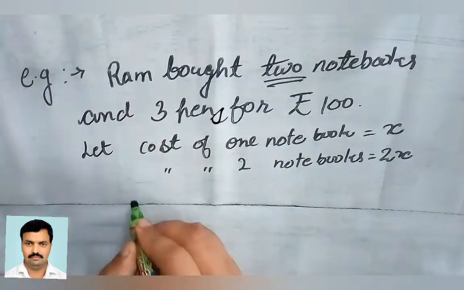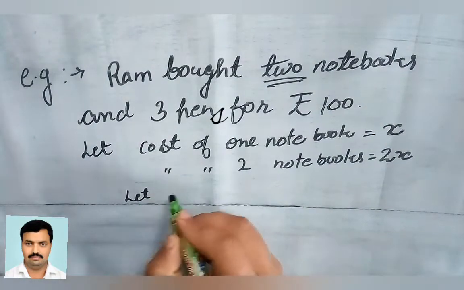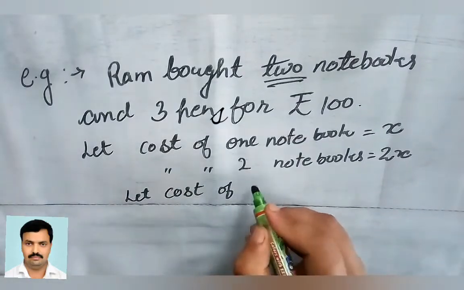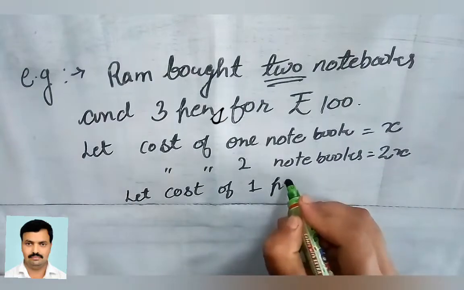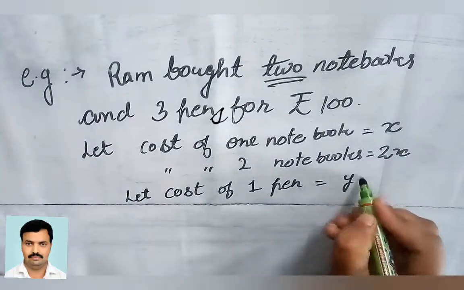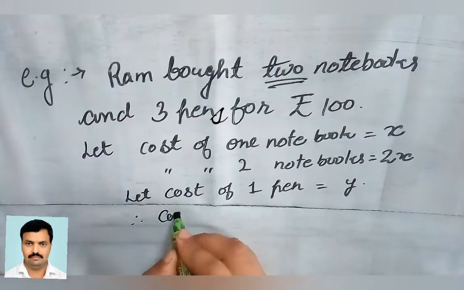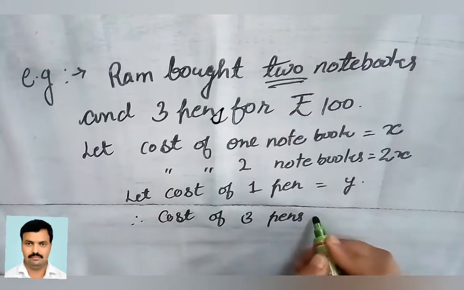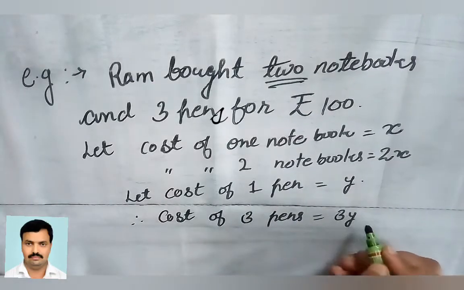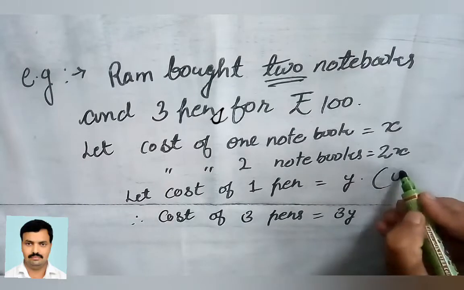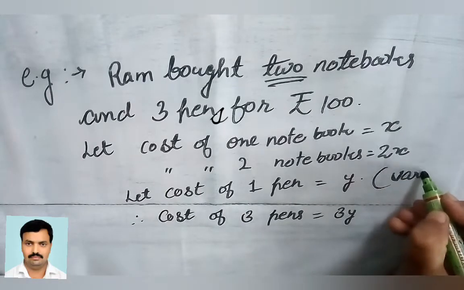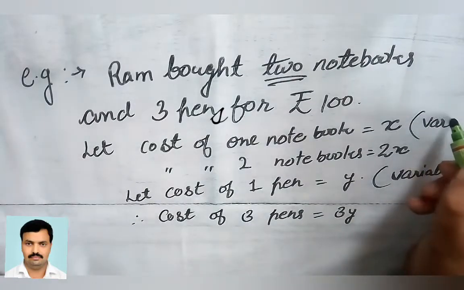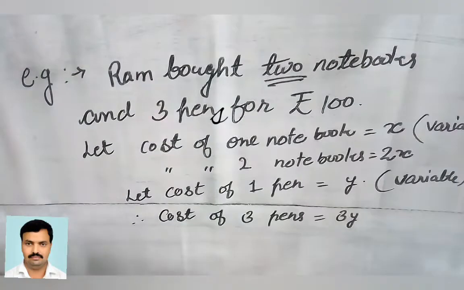Now pen is another entity, so what we can do, let the cost of one pen equals to rupees y. So the cost of 3 pens will be 3 multiplied by y, that is 3y. So we don't know the value of y, so y is a variable, and we don't know the value of x, so x is also a variable.